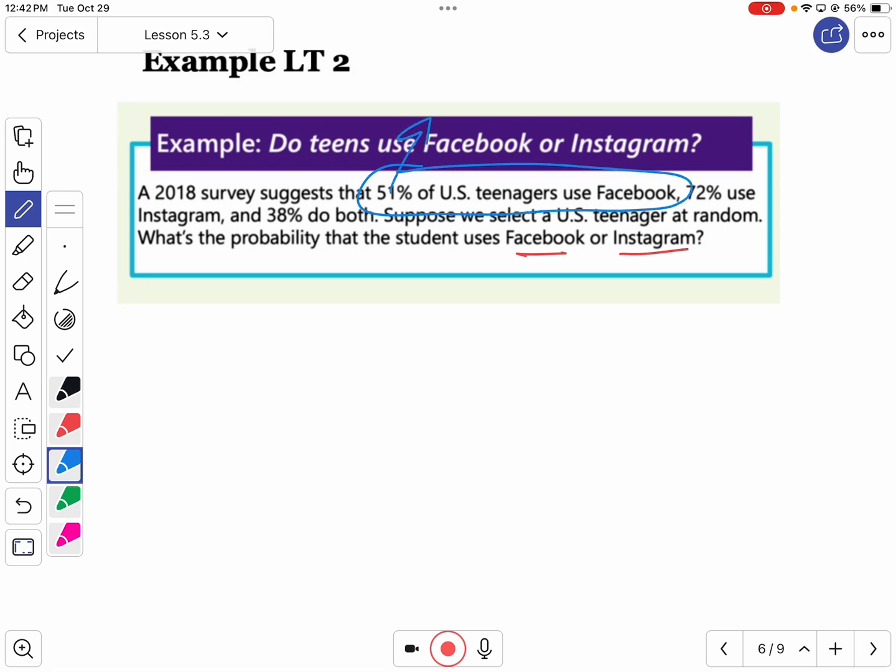51%. What would that be as a decimal? 0.51. Okay, so that's my Facebook. Plus, what's the probability that you use Instagram? 72. What would that be as a decimal? Okay. Does that add up to more than 1? Yeah. Okay. Which means we got to subtract out somebody. Well, we're going to subtract out the both. All right. How many of them do both? 38. So minus 0.38. Okay.